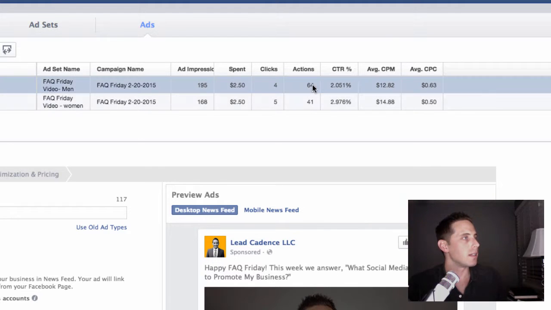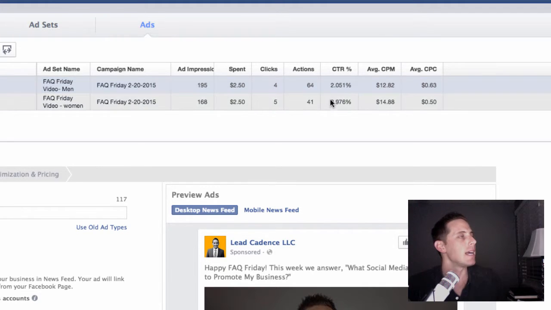In this particular case, the ad targeting men had a 2.051% click-through rate, and the ad targeting women had a 2.976% click-through rate. So those are pretty close numbers, but when you do the math, women had a 45% higher click-through rate than men did.